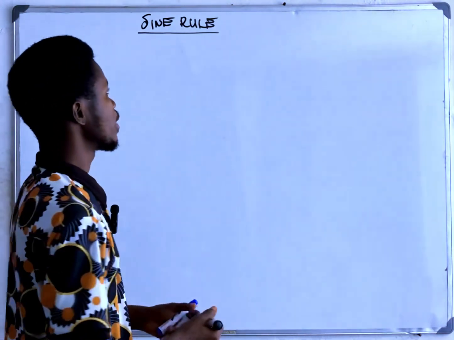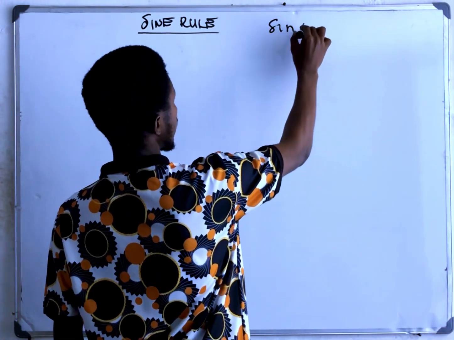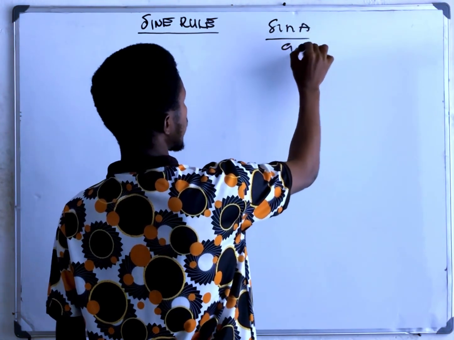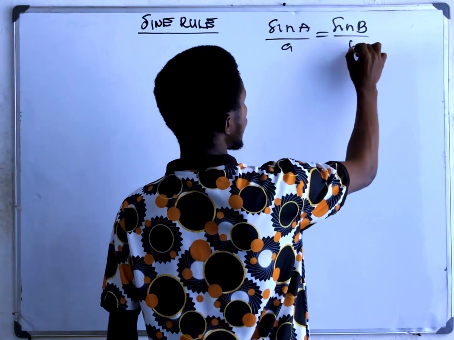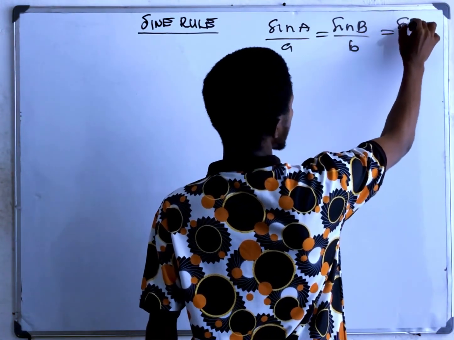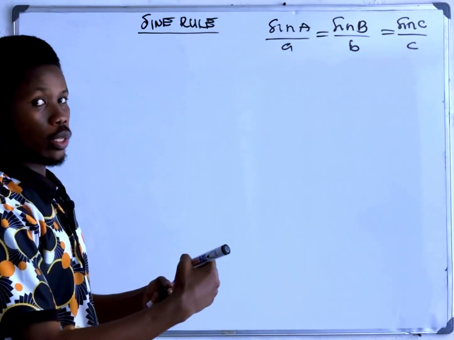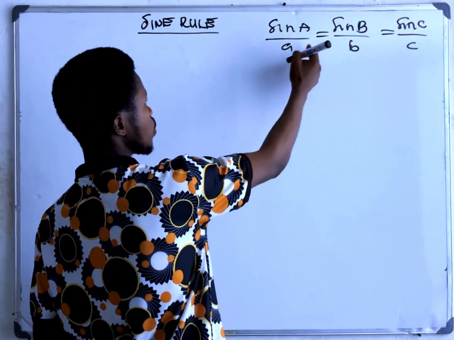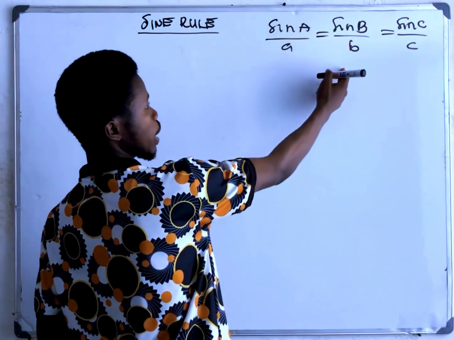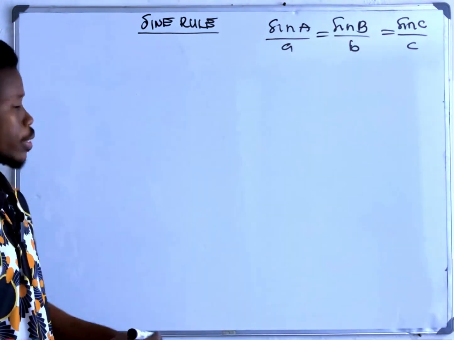Okay, what is the sine rule here? The sine rule says that sine A over a should be equal to sine B over b, which equals sine C over c. The inverse also works, meaning that a over sine A will also equal b over sine B, which equals c over sine C. How do you get this?